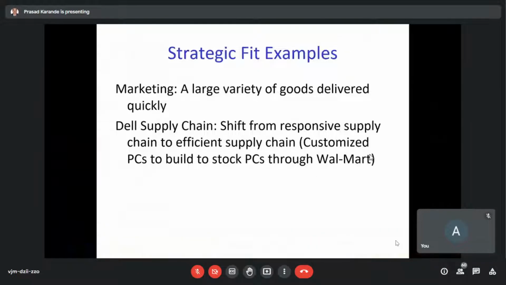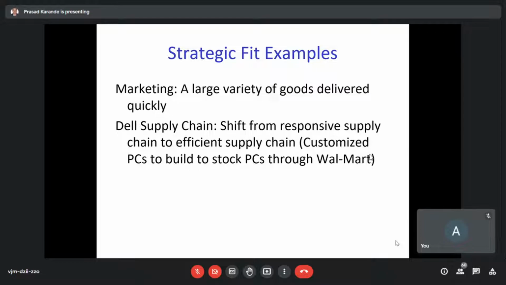As I said, Dell already had a very responsive supply chain. Their strategy for giving products had n number of variety, means there was infinite variety. Whatever you demand, you come, you give your configurations. Now they will assemble the product and deliver it within a short time. But this strategy was not much beneficial to the organization as far as their business transactions or the quantities are concerned. Over time they observed that this strategy is not doing well.